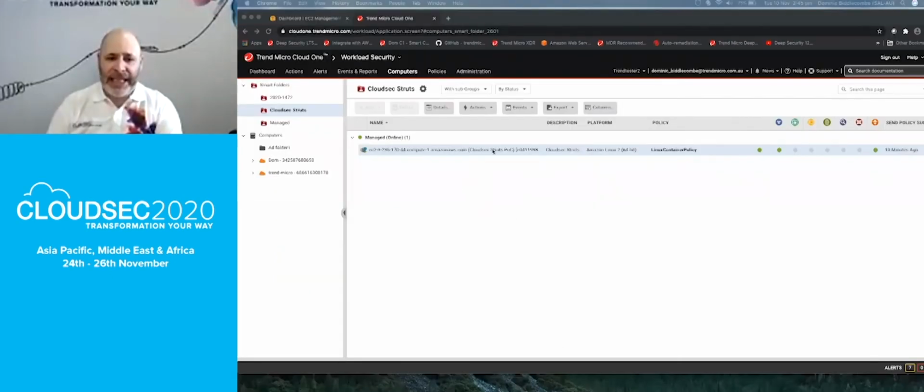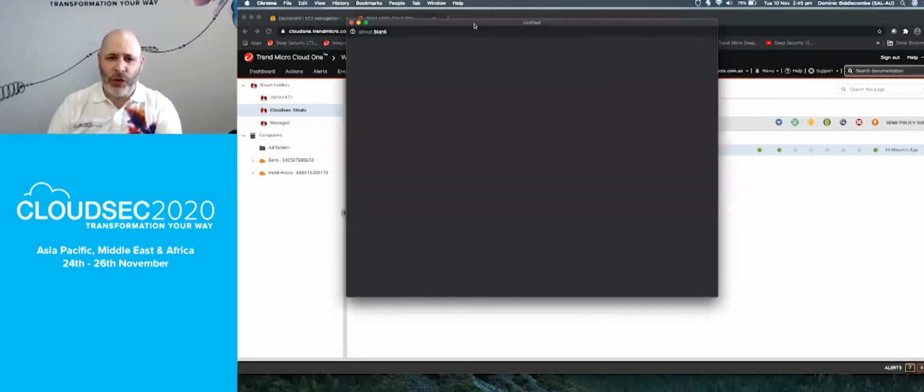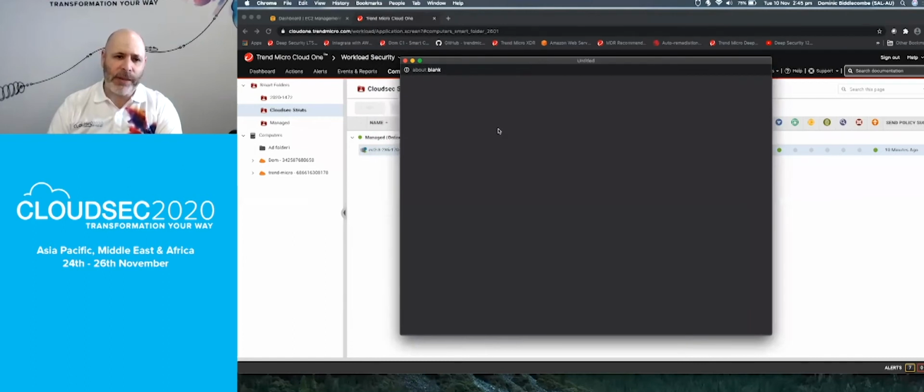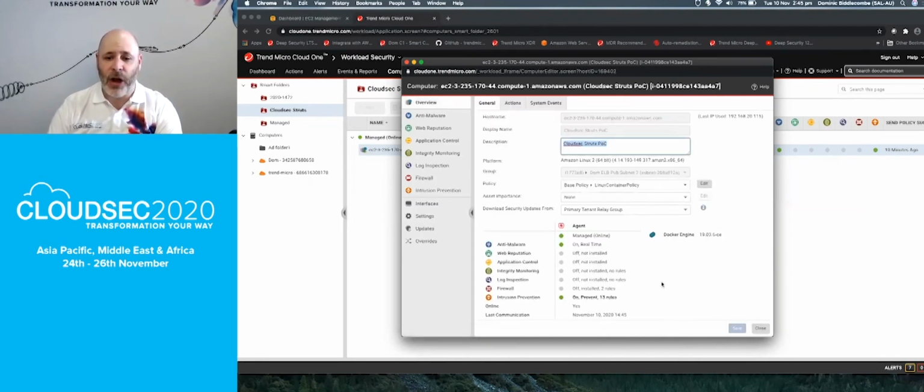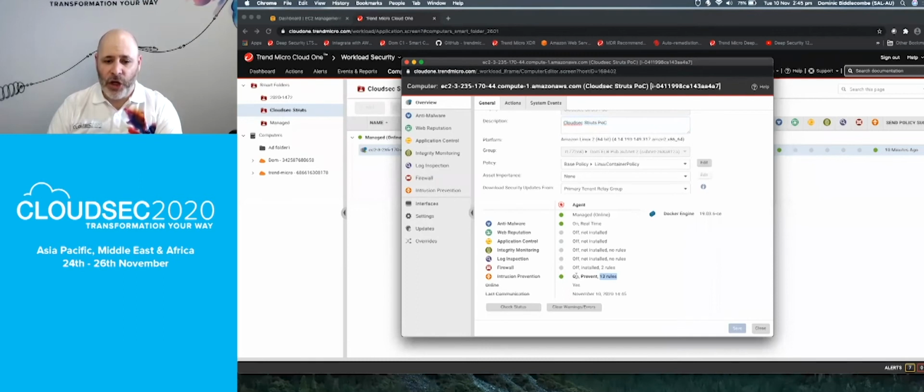What I've got is an Amazon Linux 2 server running in AWS. And what I've done with the server is I've installed an agent on it. I've enabled the anti-malware module. I've enabled the IPS module. And the IPS module is going to run the requisite recommendation scan. And the recommendation scan is going to be able to add the rule sets needed to protect any vulnerabilities which may exist on the system by way of a virtual patch.